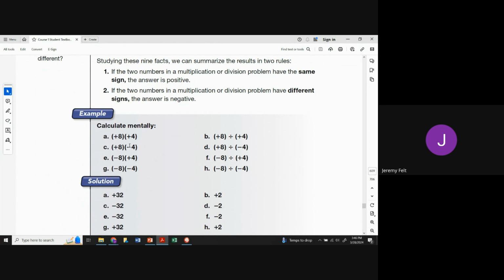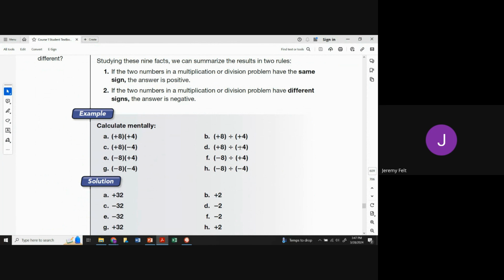8 times negative 4 is negative 32 because we have one negative symbol. Negative 8 times positive 4, again, one negative symbol, it's still negative 32. It doesn't matter if the negative comes first or second. There's one negative sign, and we're multiplying. It's a negative solution. Negative 8 times negative 4, negative times a negative makes it positive. 2 negative signs, 2 is an even number, so it's positive 32.